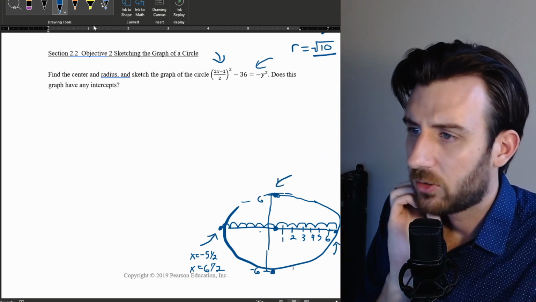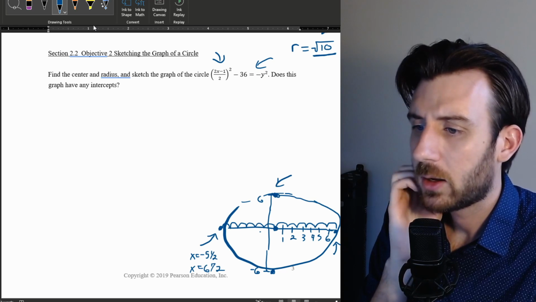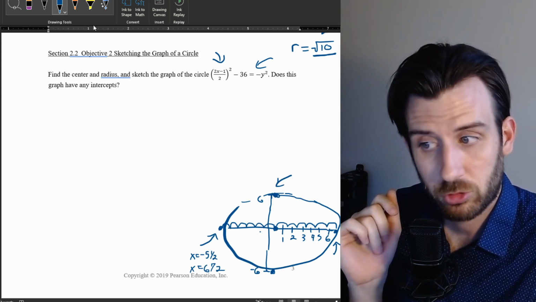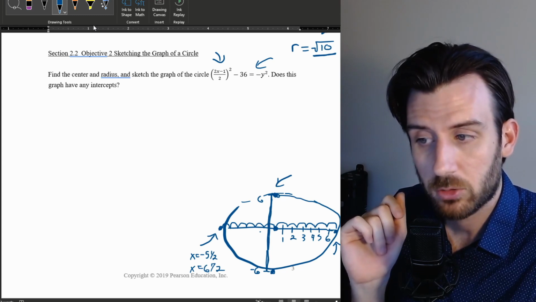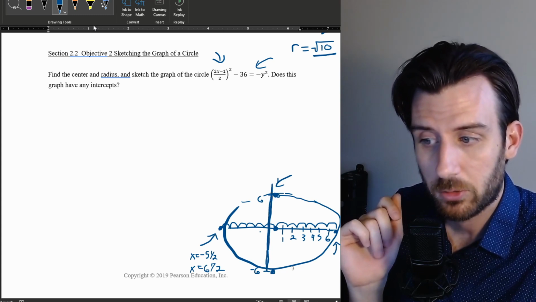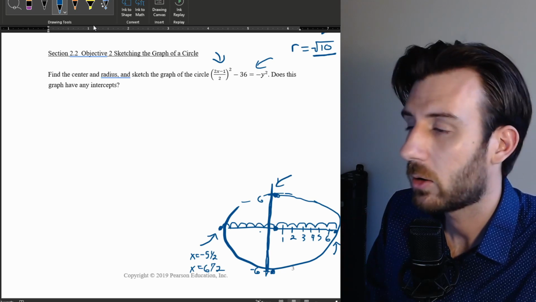What do we know about y-intercepts? Y-intercepts are when my x value is 0. I know that for sure, because if my x value is 0, then I'm just no steps to the left or right, so I must be right along this line. And so if x is 0, I'm at a y-intercept. Okay, I remember that part.